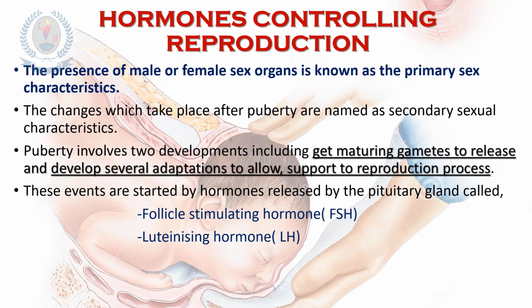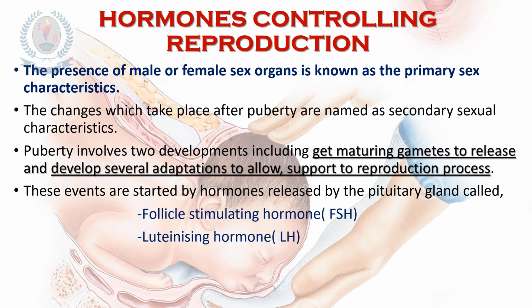The changes which take place after puberty are named as secondary sexual characteristics. That means after puberty there are 2 developments taking place. One is that puberty readies our body to mature gametes to release. The other is that it develops several adaptations in our body to support reproduction processes.